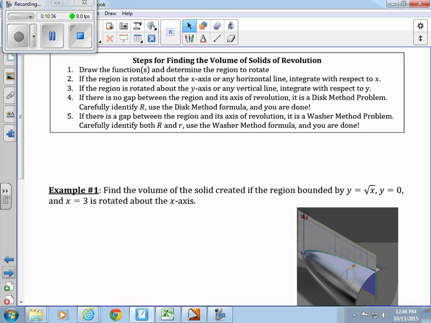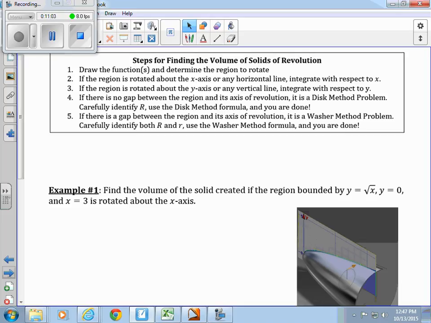If there is any gap in between the region and where I am rotating it around, then I will have to use the washer method. If there is no gap, I will use the disc method. So if there's a gap when I rotate, I'll get a washer. If there's not a gap when I rotate, I'll get a disc. So there won't be a hole in the middle if there's no gap.